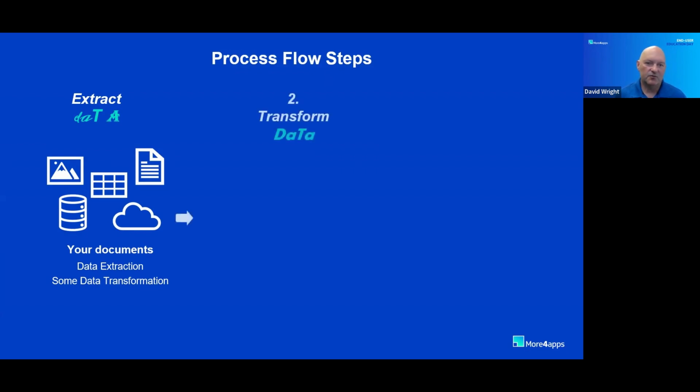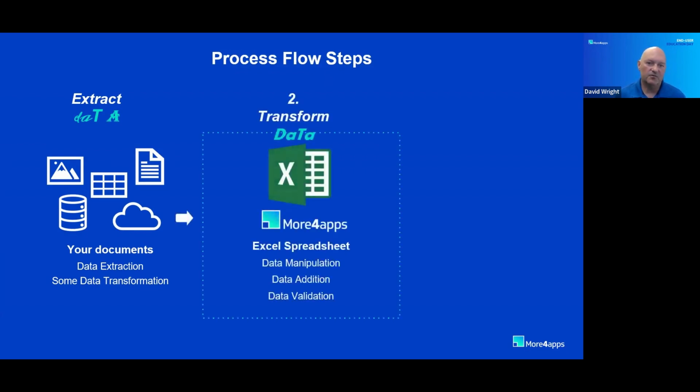And then the next stage is, of course, transforming that data within your spreadsheet. So Excel's got some functionality, more for apps has got some functionality, and it's here that you really want to add the additional data that's missing. This is where you do your validation. This is where you put in your additional data manipulation, for example, using the default row functionality, or it could be downloading data from your EBS instance based on some of the data you've extracted.